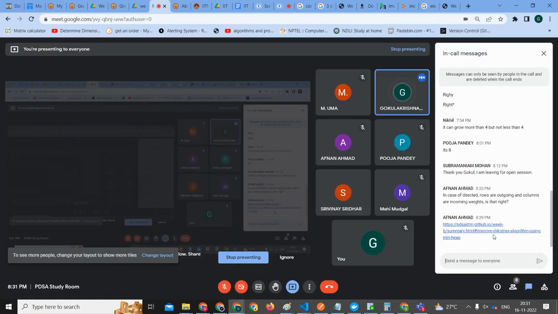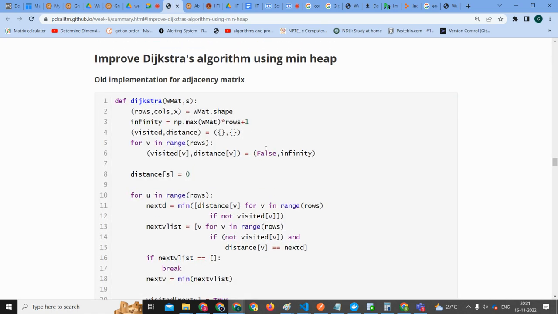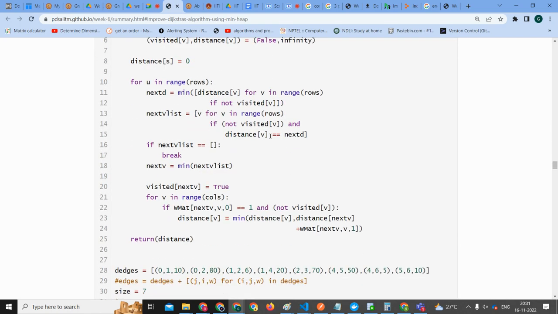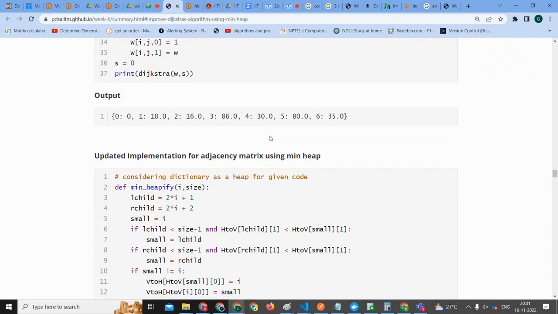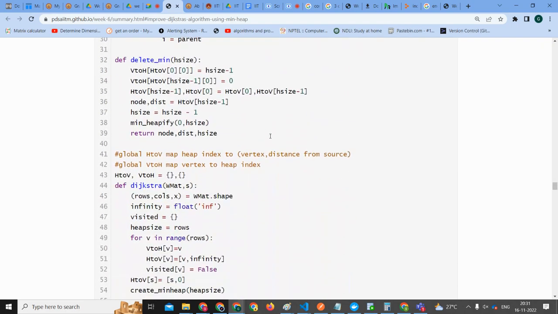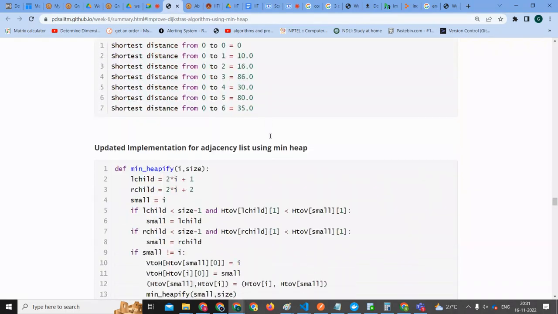All right, let's just look into that. Can you open that? Yeah. Maybe I missed something over. Dijkstra's algorithm using min heap. If you go below, you'll be able to see that. So here it is mentioned.